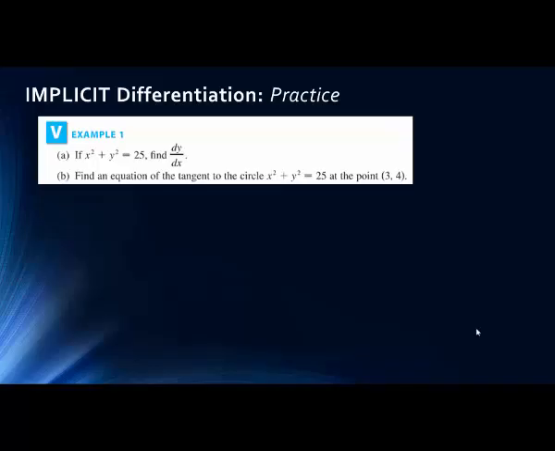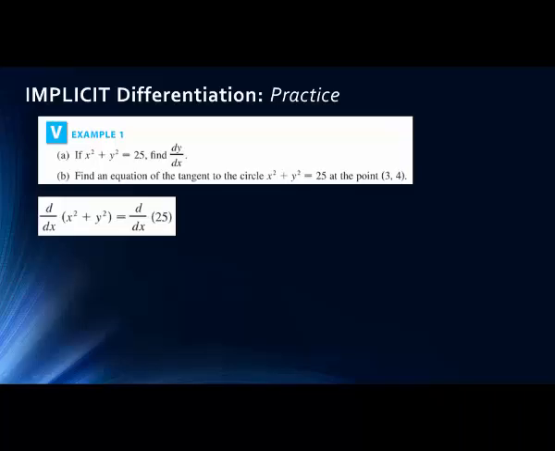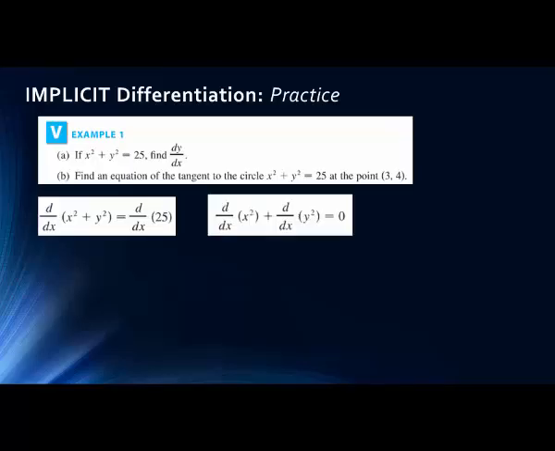x squared plus y squared equals 25. Okay? So again, the first thing we're going to do is take the derivative with respect to x of each side. This means we've got a sum here, so I can separate it. So I'm going to take the derivative of x squared plus the derivative of y squared, and the derivative of a constant is equal to 0. So I've already substituted that in.